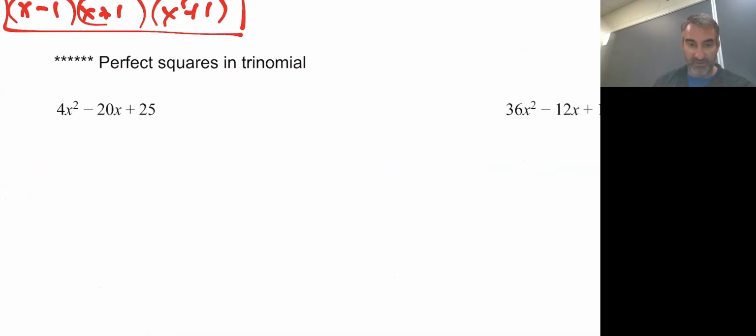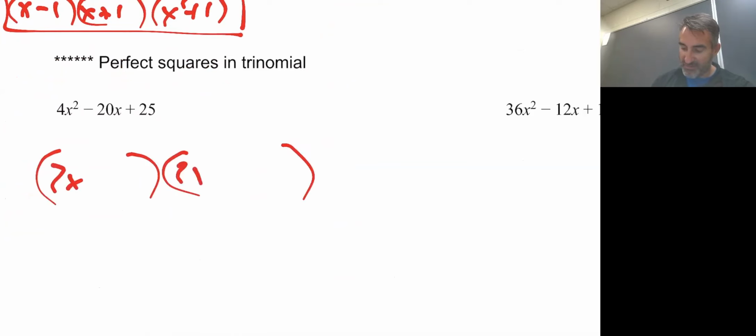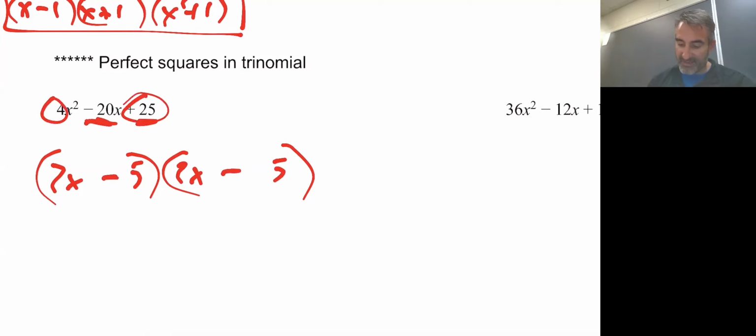So look, I'll do one. No GCF, 2x and 2x, 25, 5 and 5. Now, since it's not 0 but it's -20, the signs have to be the same. And you're done. Okay, that only works if the back and the front are perfect squares. So if you know your perfect squares, you're in good shape, guys.